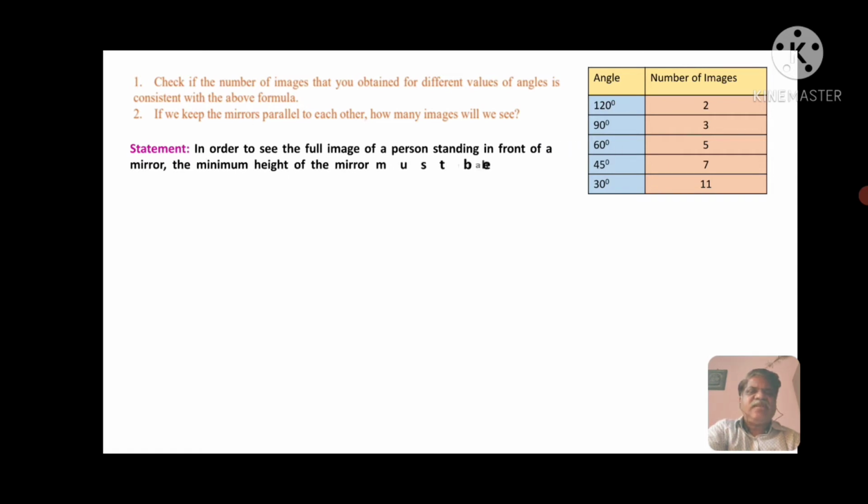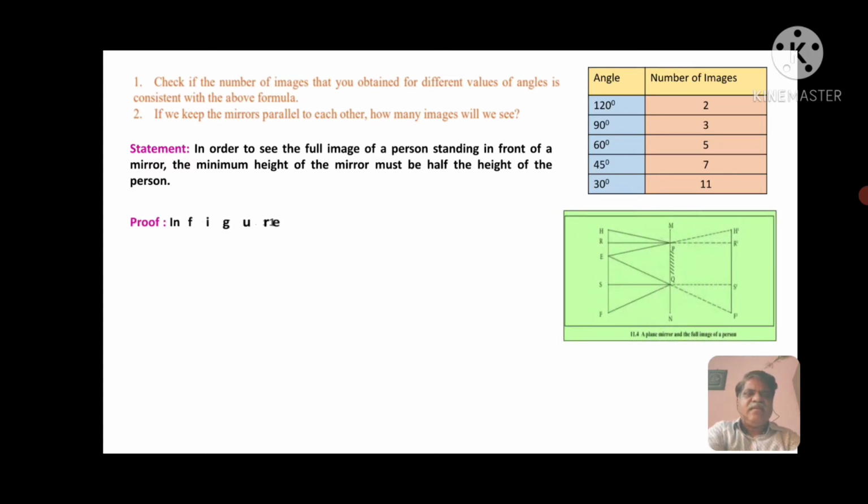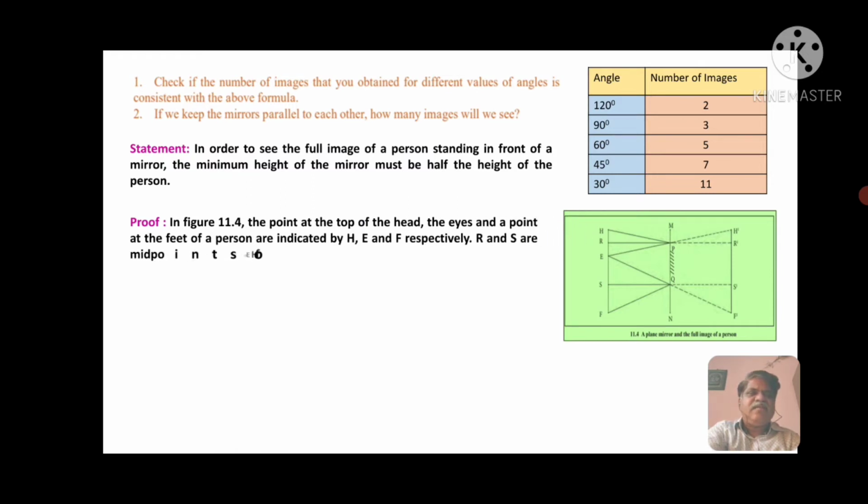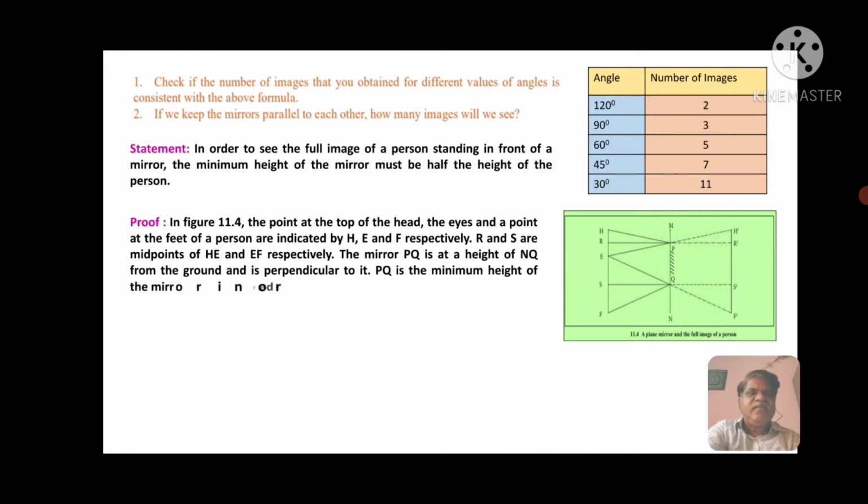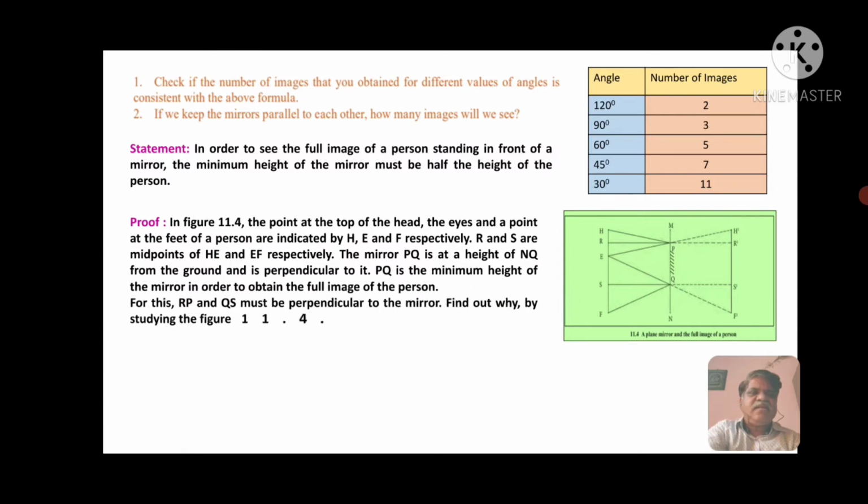in order to see the full image of a person standing in front of the mirror, the minimum height of the mirror must be half the height of the person. You could see here how it looks. In figure 11.4, the point at the top of the head, the eyes and the point at the feet of the person are indicated by H, E and F respectively. R and S are the midpoints of HE and EF respectively. The mirror PQ is at a height of NQ from the ground and is perpendicular to it. Therefore, PQ is the minimum height of the mirror in order to obtain the full image of the person.